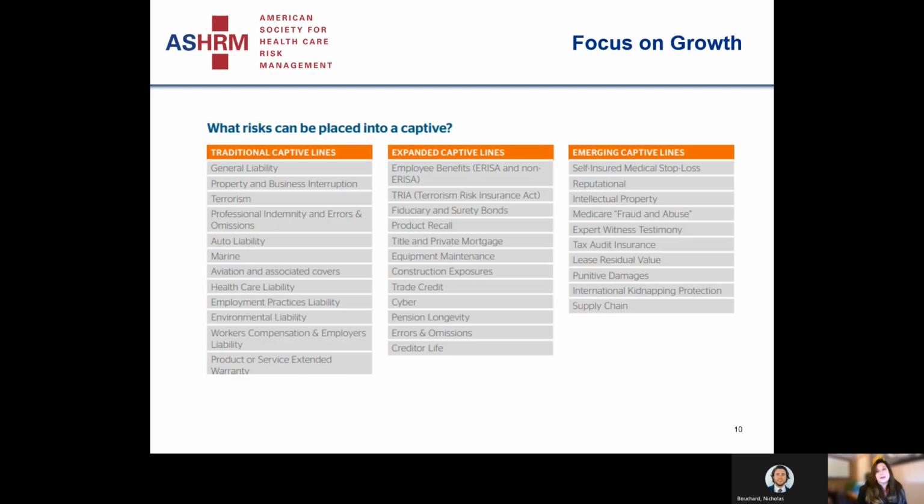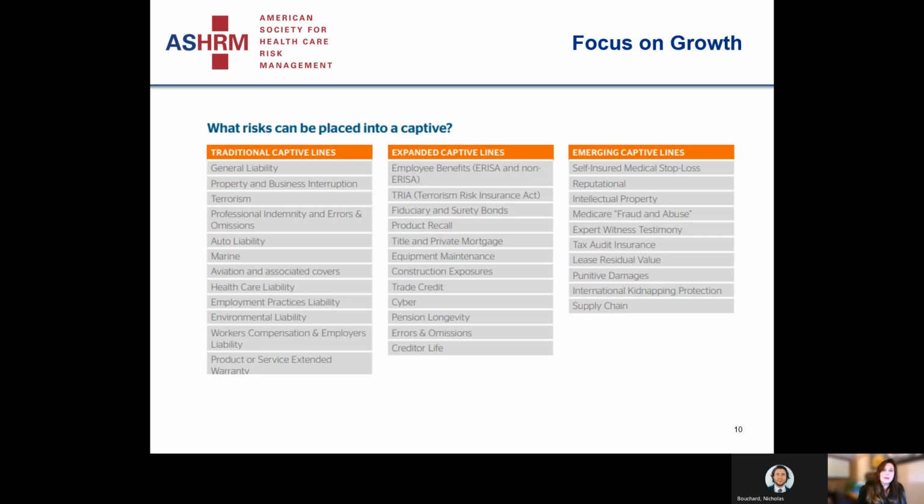Now, one of the great things about captives or risk retention groups or self-insurance plans is that they don't have to just do professional liability. They can do any coverage you want to bring into that program. In fact, one of the best practices for captives is to diversify the risk by bringing in different types of risk, so that the risk that you're funding isn't just all one grouping.